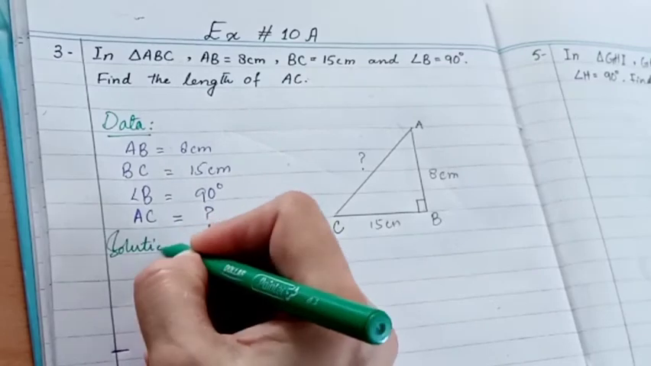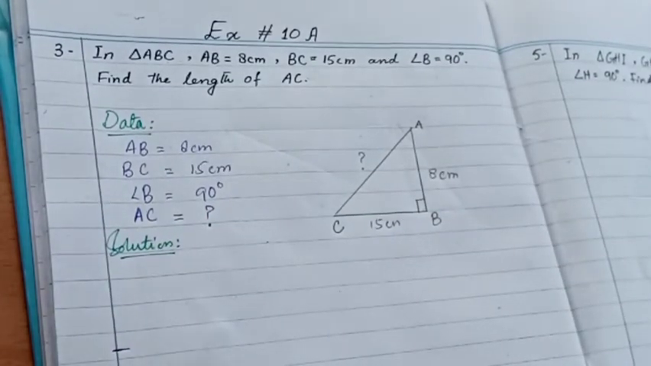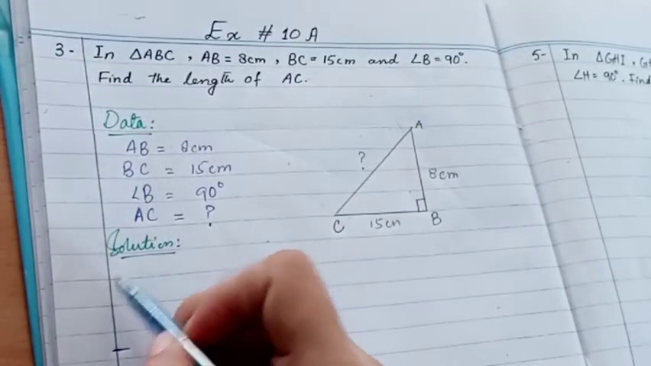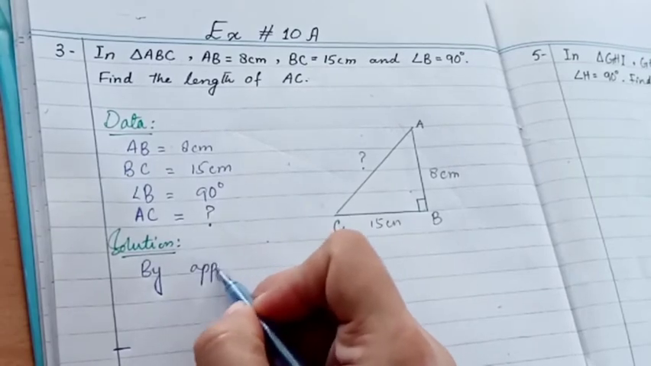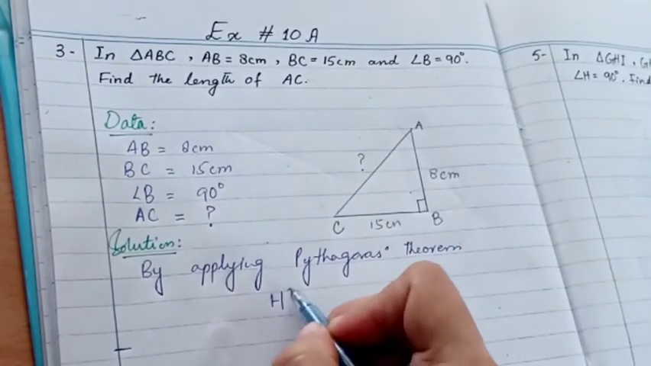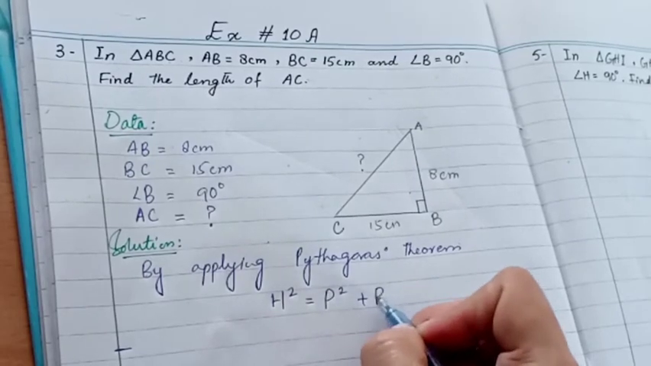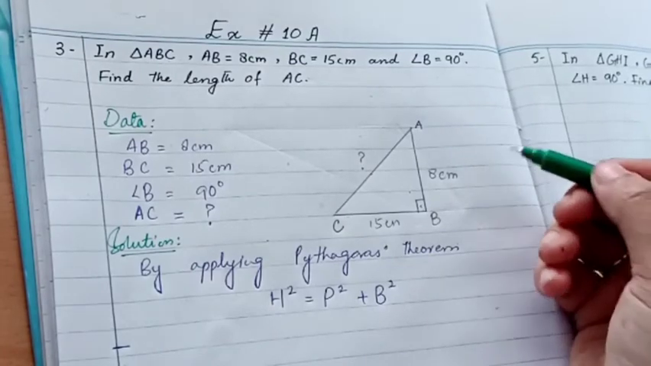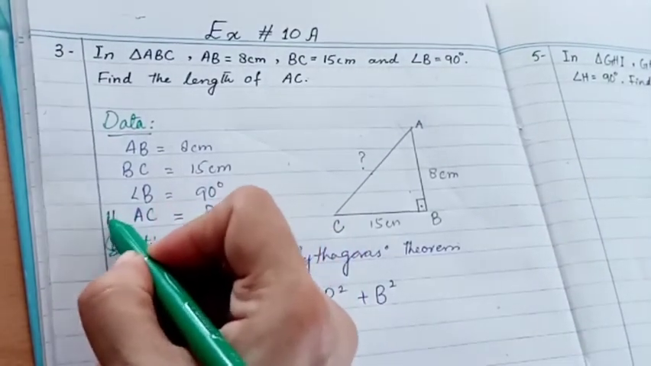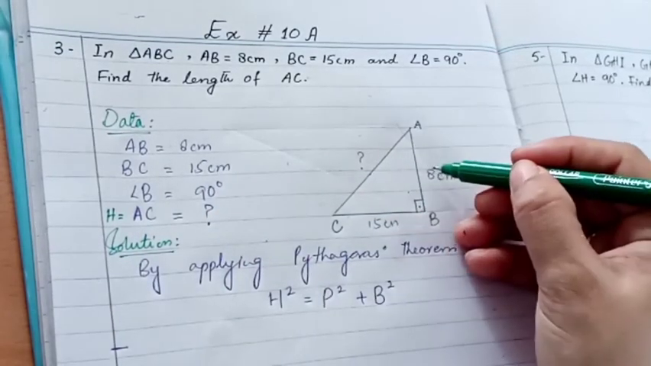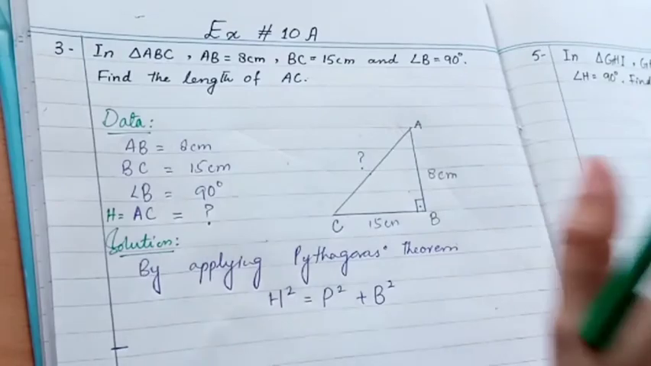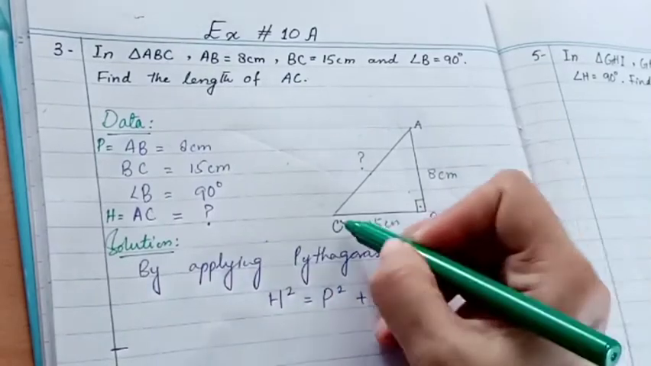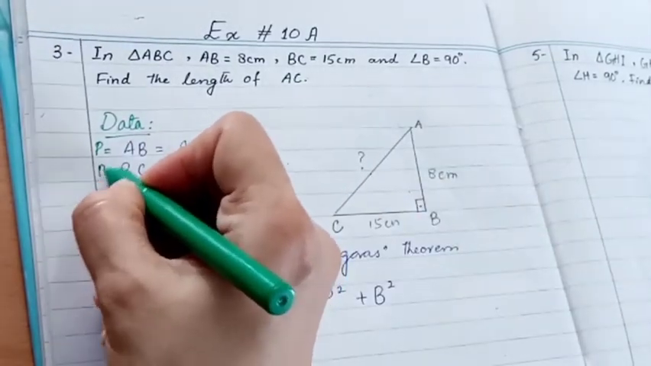Starting solution. We can apply Pythagoras theorem on it as it is a right angle triangle. So for solving this question, I am applying Pythagoras theorem. By applying Pythagoras theorem, we will have h square equals p square plus b square. From figure, the side opposite to the 90 degree angle is our hypotenuse. So I am marking this AC side as our hypotenuse, and you can take either side as perpendicular or base. So I am taking side AB as my perpendicular and side BC as base.